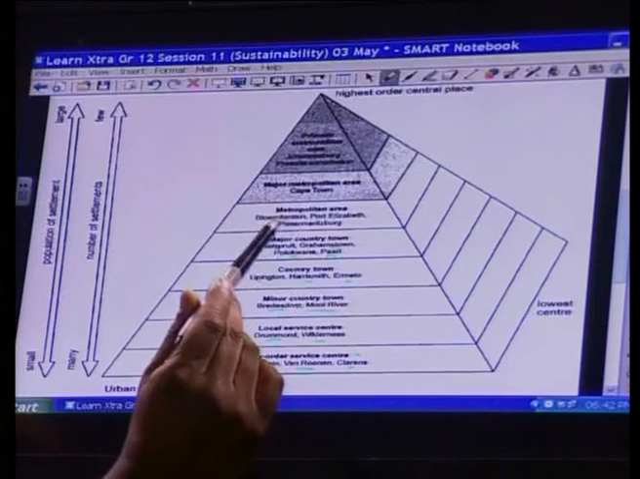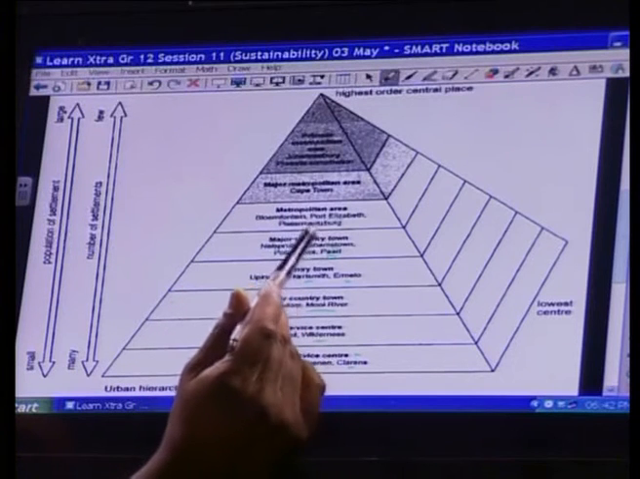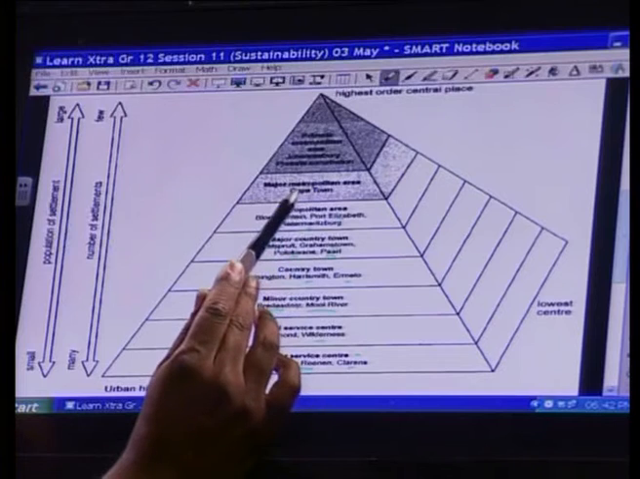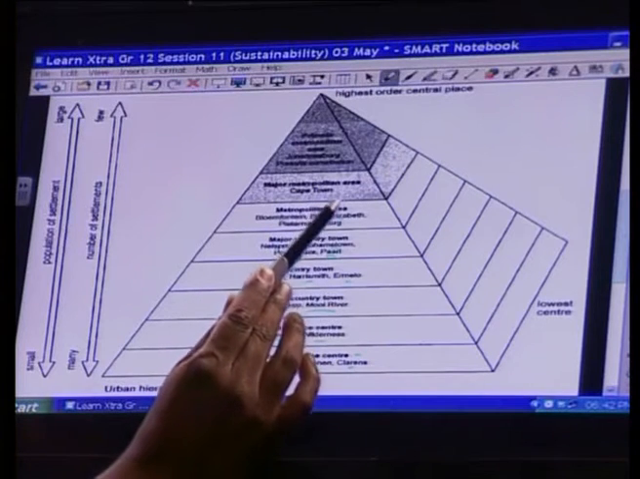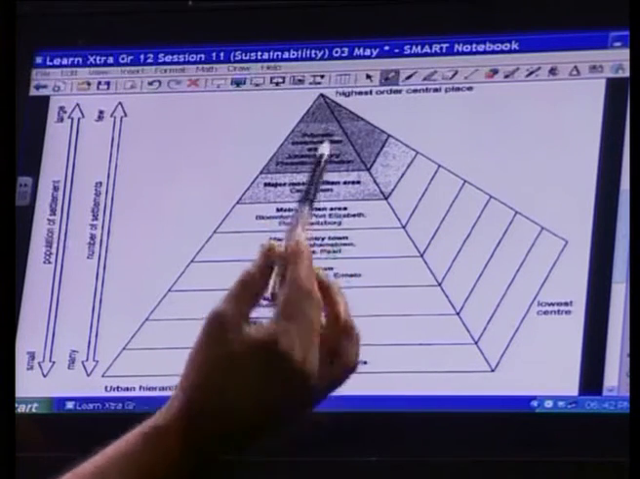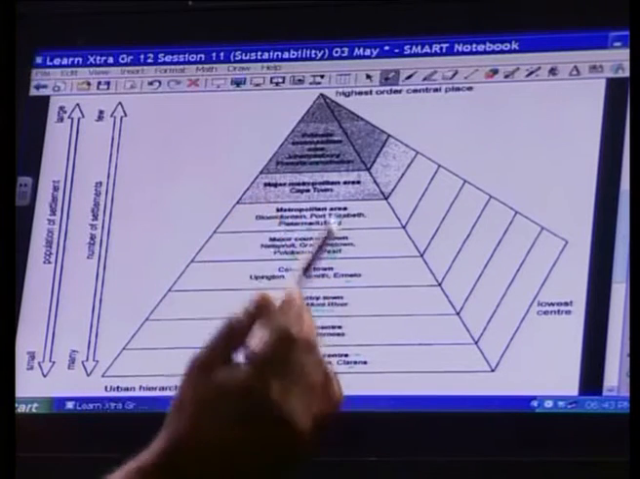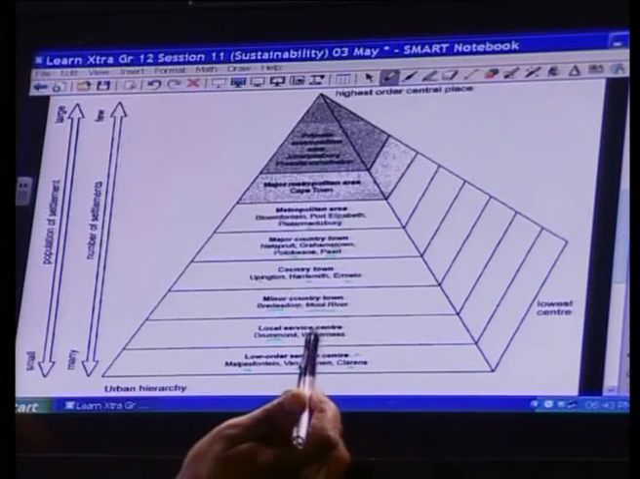Metropolitan areas, Bloemfontein, Port Elizabeth, and Pietermaritzburg. Major metropolitan areas, Cape Town and further examples, Durban. Primate metropolitan areas, Johannesburg, Pretoria, which serves as a conurbation.